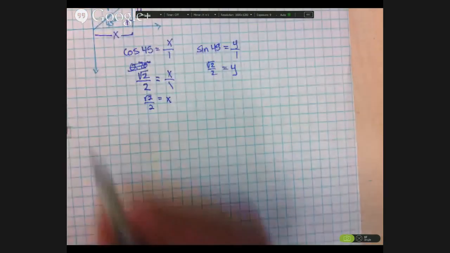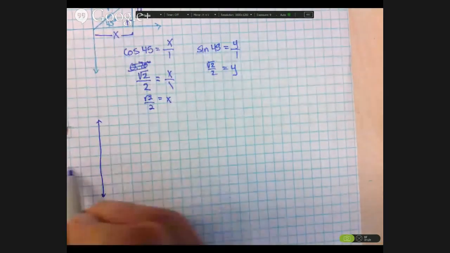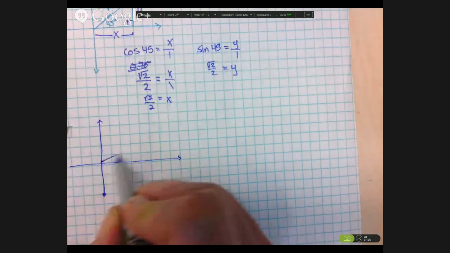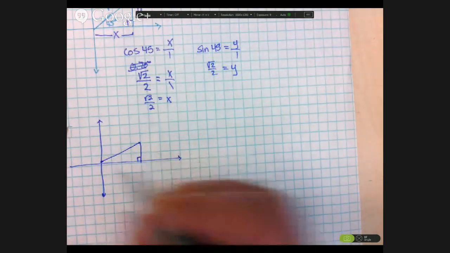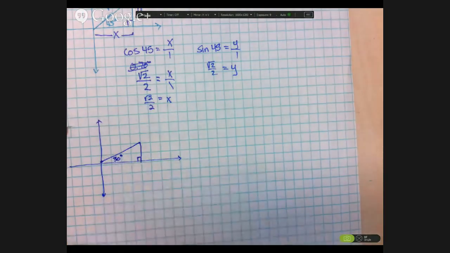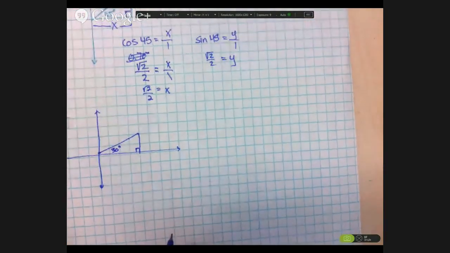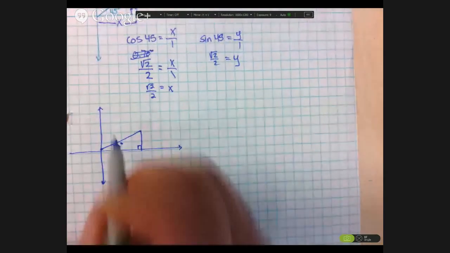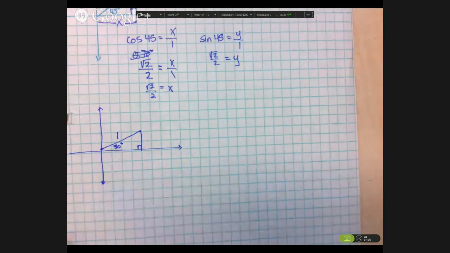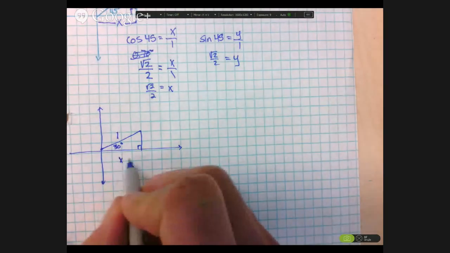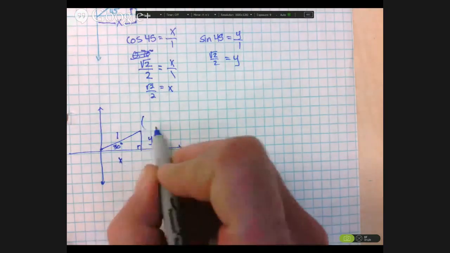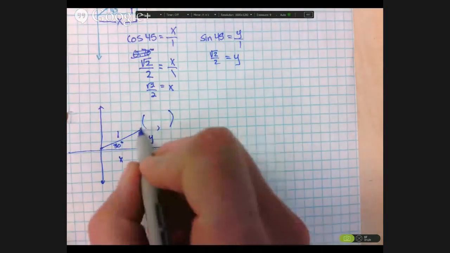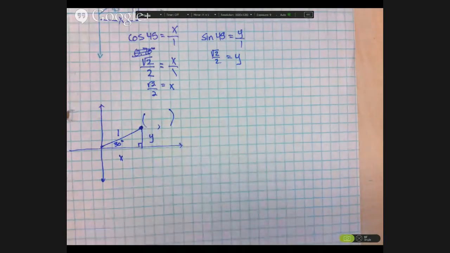Let's try another one. Okay, we have another right triangle that's 30, 60, 90. Hypotenuse is going to be 1 again. We want to calculate the location of that point. Okay, what is the value of x?